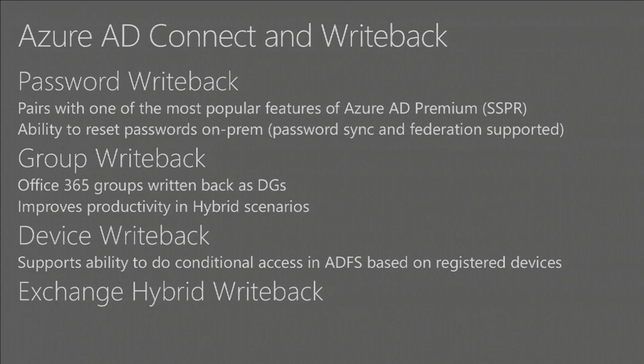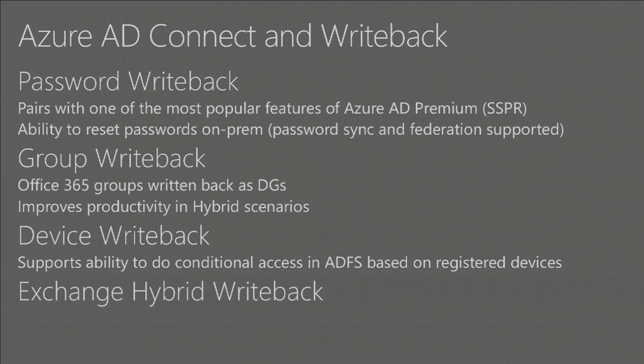Let's switch to group write back. So you've heard a lot about Office 365 groups. If not, I think the previous session here was about Office 365 groups. You should take a look at those. But really, this is about unlocking the power of collaboration and productivity, right? And what we've done through Azure AD Connect is offer the ability to write back these Office 365 groups on-prem as distributed groups, right? So now you can use them on-prem as well, and you have this hybrid environment where you can use the power of these collaborative groups.